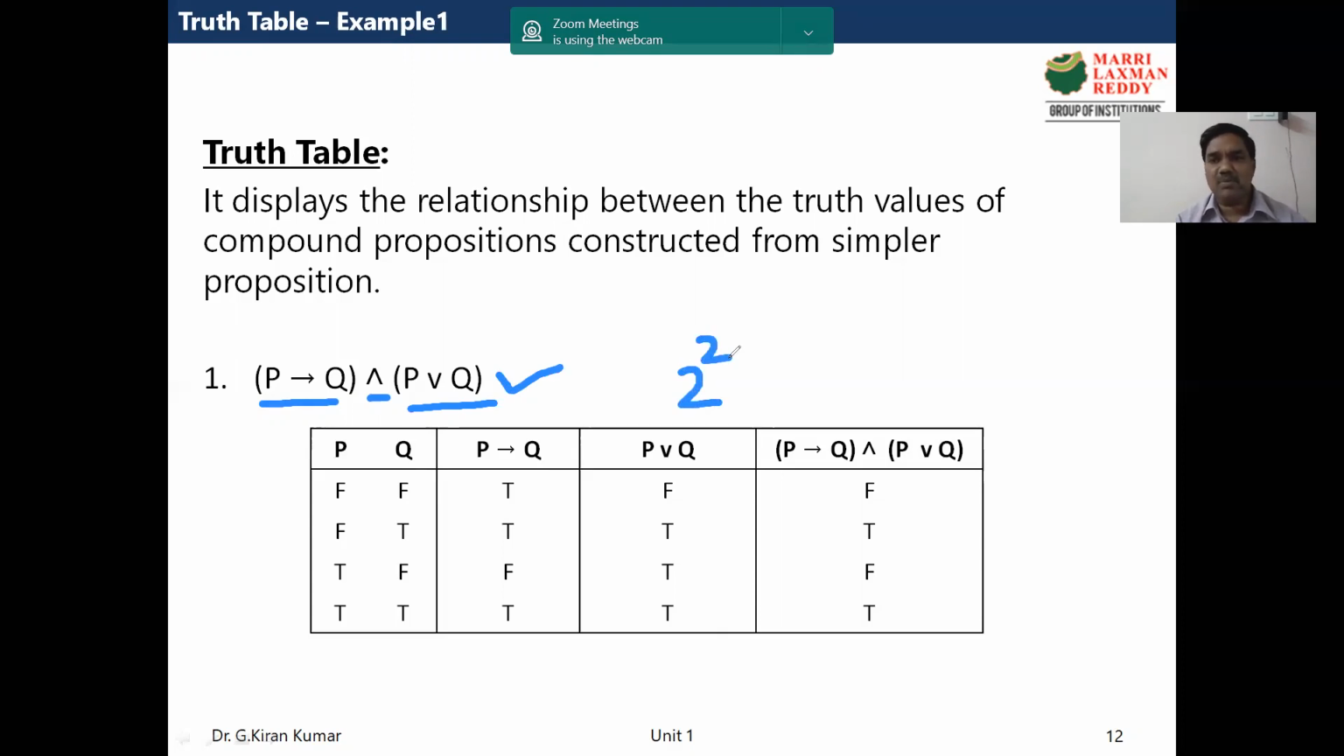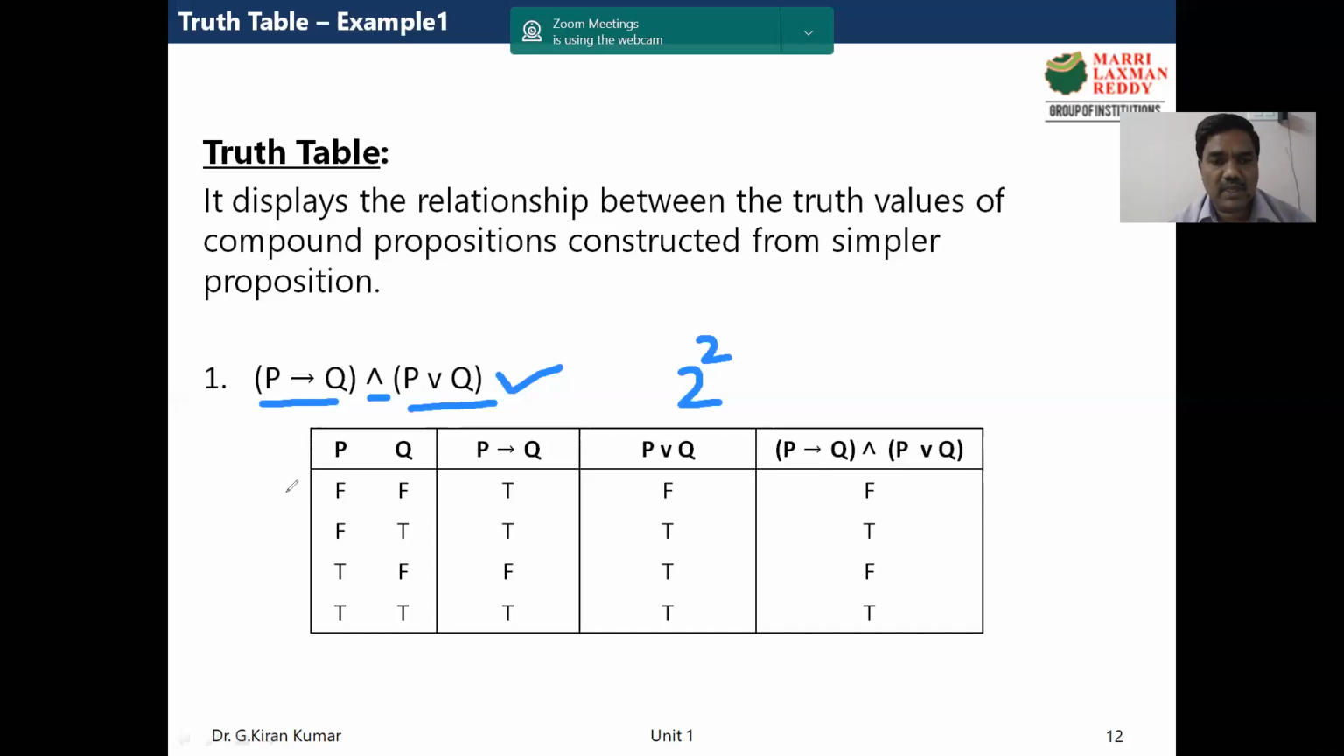Suppose there are three different propositions in the given propositional function. Then the number of rows in the truth table will be 2 power 3, which is 8. Therefore there will be 8 different rows. So the number of rows depends upon how many different propositions I have in the given propositional function. In general, if there are n different propositions, then there will be 2 power n rows in the truth table. That is the first point you should understand. In the first example, there are only two different propositions, so 2 power 2 is 4, and therefore there are 4 rows.